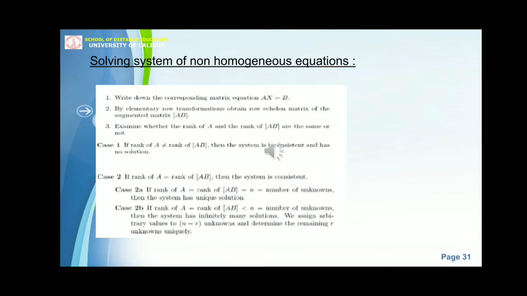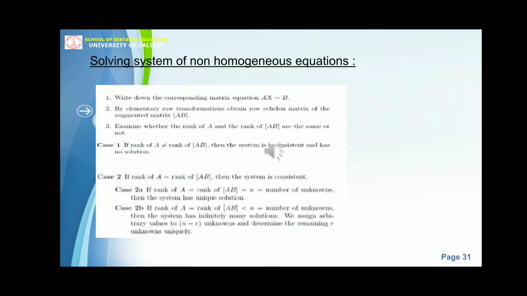Let us now move on to the important part of solving a system of non-homogeneous equations. So how do we solve a system of non-homogeneous equations? Step 1. Write down the corresponding matrix equation Ax equal to B. Step 2. Using elementary row transformations, obtain the row echelon form of the augmented matrix AB. Step 3. Check if the rank of A is equal to the rank of the augmented matrix AB.